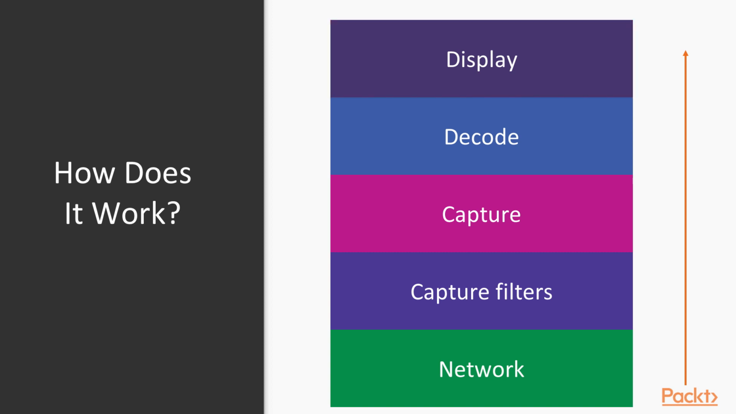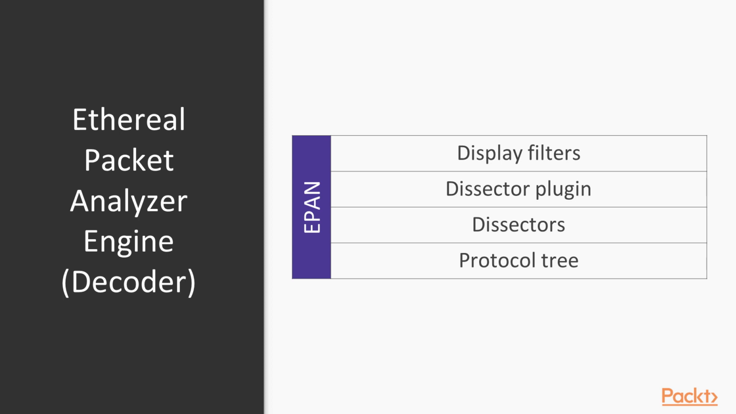It's good to know here that packets enter the network card one frame at a time, and the packet analysis software, or Wireshark, converts these bits into human readable form by decoding. So let's see how decoding works. Here we have the EPAN, which is the Ethereal Packet Analyzer Engine. As you know, before Wireshark, the name was Ethereal. EPAN is still the core of the decoding engine in Wireshark. So the traffic goes through multiple phases, from protocol tree, dissectors, dissector plugin, and display filter.